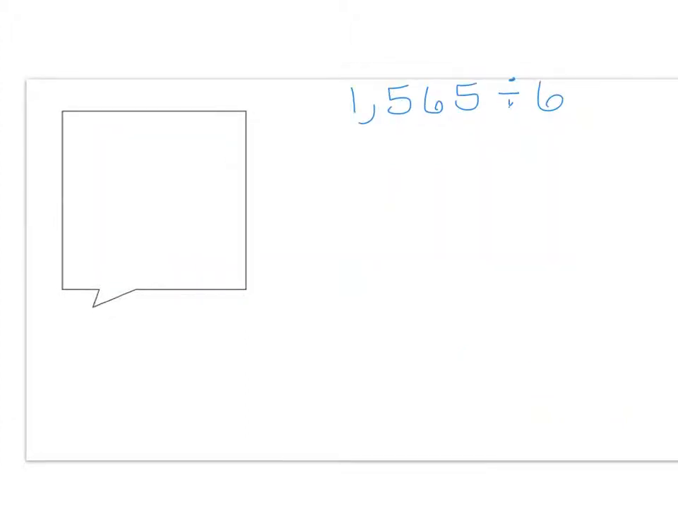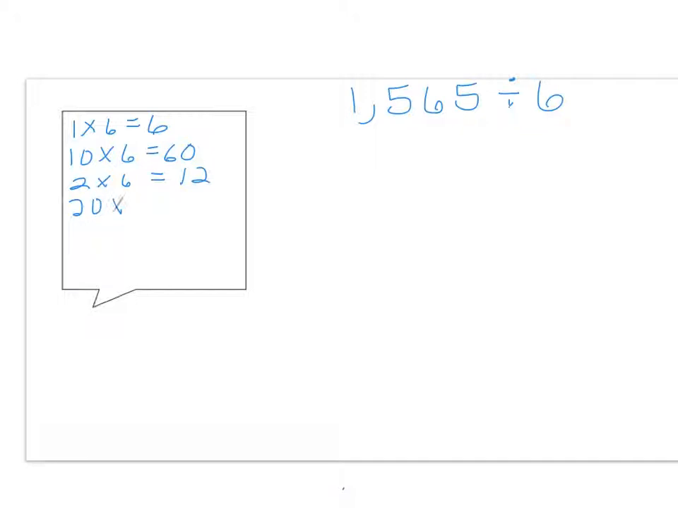All right, our last problem is going to be 1,565 divided by 6. As we've done with all the other ones, we're going to start with that question. How many groups of 6 can we find in 1,565? So we're going to go to our think bubble, and we're going to start there by multiplying 1 times 6 is equal to 6. We know that 10 times 6 equals 60. And then we're going to go to 2 times 6 equals 12.